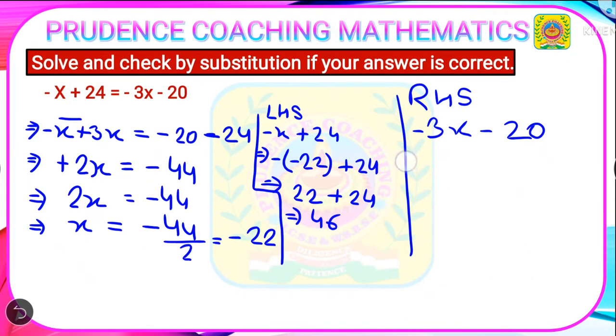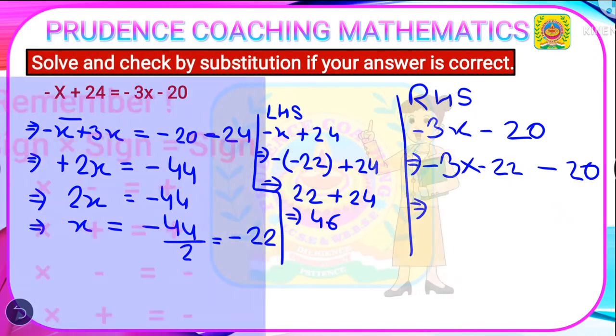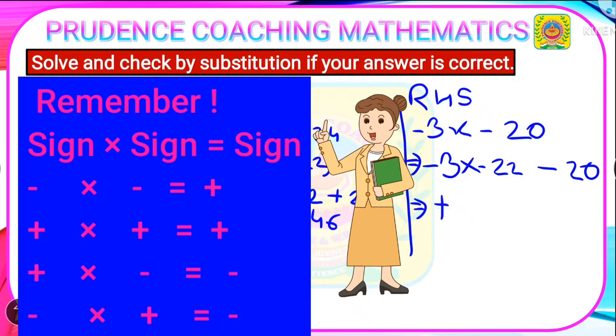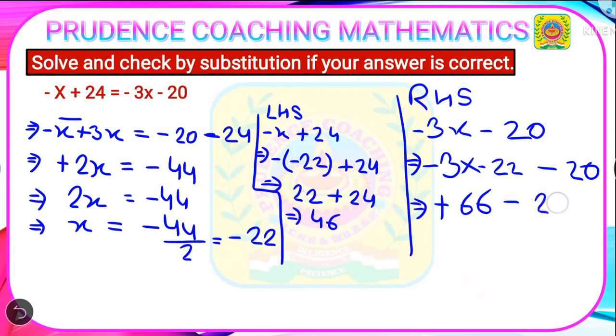Now we need to solve the RHS, and we need to put the value of x equals to minus 22, which we have got, and we have minus 20 here. As we know, we need to calculate the multiplication first according to BODMAS rule, that is B for bracket, O for of, D for division. Next we have multiplication. So minus 3 and minus 22. Minus minus will give you a positive sign, and 3 into 22 will give you 66. Now we need to subtract 20 from 66. So finally you will get 66 minus 20, that will be 46, because here the signs are different and we need to deduct the smaller one from the bigger one. You will get 46, and the sign of the bigger one is plus, so 46.